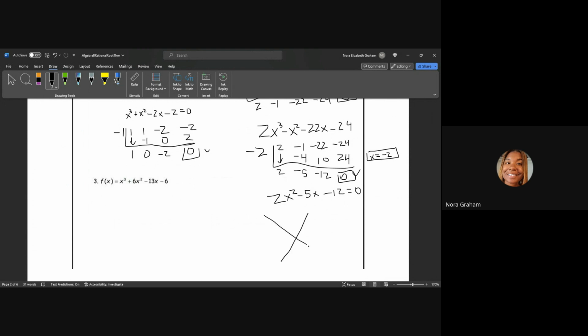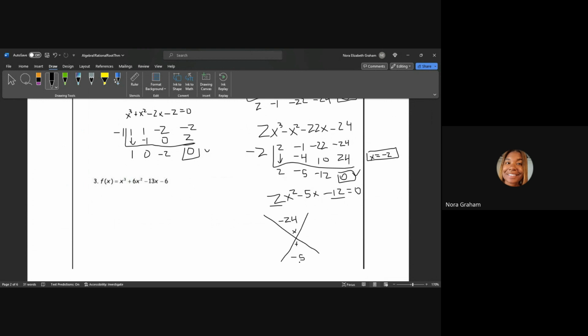So we're going to use the cross method. What I do during the cross method, I take my a and my c coefficients, and I multiply them together. So 2 times -12, that's going to give me -24. And then down here, I'm going to put my b variable, which is -5. So now my goal is to find two numbers that multiply together to get my a times c, which is -24, but add together to get my -5, okay?